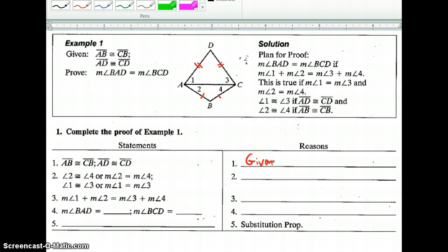All right, we're trying to prove. I'll give you a plan. We're trying to prove that BAD, basically angle 1, is congruent to BCD. Oh, sorry, BAD is angle 2 and angle 4. Can I just call that angle 2 and angle 4? No, it's not angle 2 and angle 4. It's the whole big thing. It's this whole gigantic thing out here. Is that congruent to this whole gigantic thing out here?